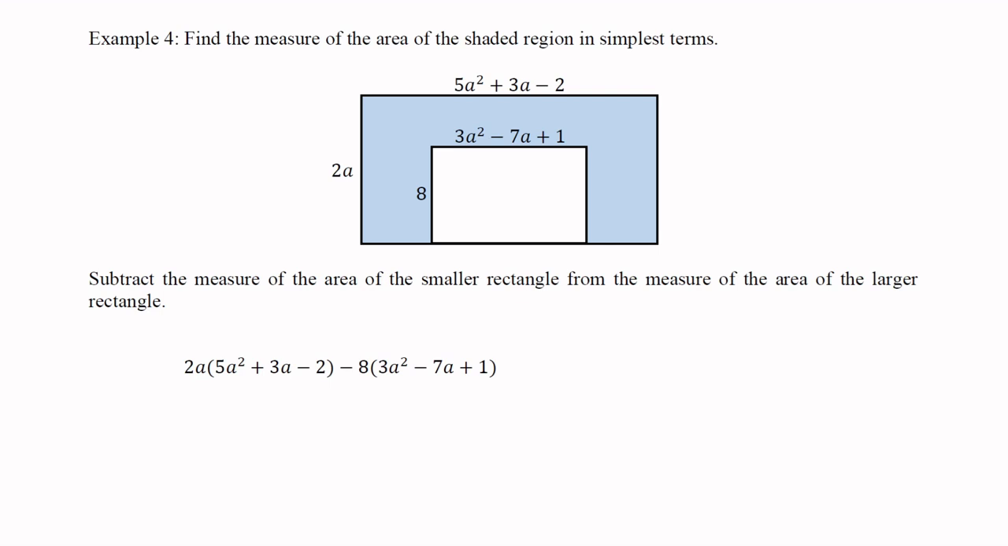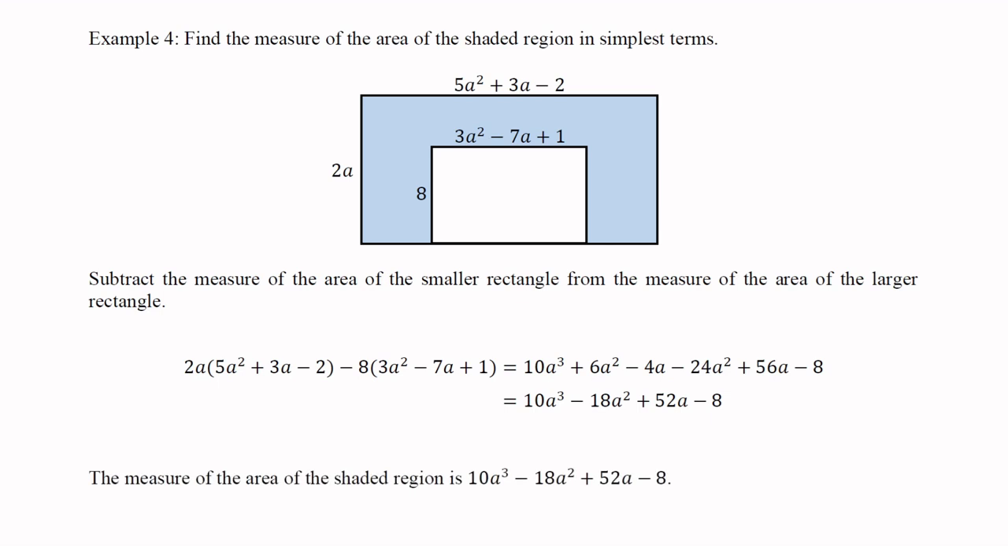1. Now let's distribute the 2a across the first trinomial, so we get 10a cubed plus 6a squared minus 4a. And let's distribute the negative 8 across the second trinomial. Negative 24a squared plus 56a minus 8. Now let's combine our like terms. And that gives us 10a cubed minus 18a squared plus 52a minus 8, which is the area of the shaded region.